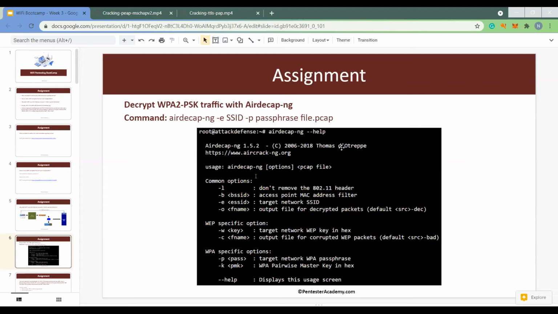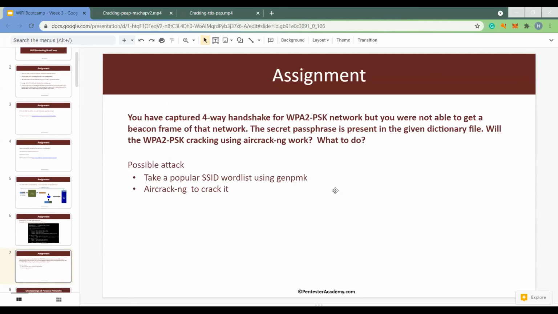But again, we have already seen this airdecap-ng tool, right? If you check the help option for this, you will actually see that it provides you an option to decrypt the WPA specific packets. So you just need to define the SSID, and after that you can use -p to pass the passphrase, and then you can give the PCAP name, and it will then automatically identify this WPA SSID based on the SSID name and based on the security setting, and then whichever data packets are from this specific SSID, those will be decrypted.